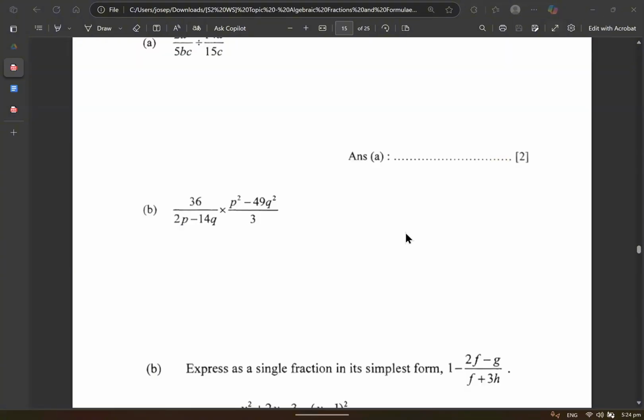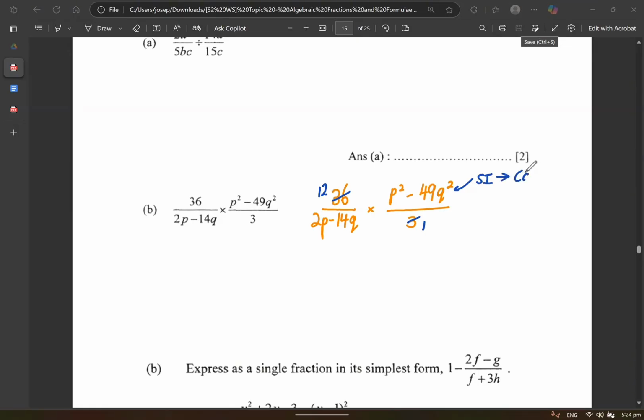Now, in the next question, it says 36 over 2p minus 14q times p squared minus 49q squared over 3. Now, the first thing you want to do is, of course, ask yourself what can be cancelled and what can be factorized. Yeah, this one can be cancelled. You get what I'm trying to say? So I delve right into it. So you can see this 12. Does it make sense to you? Yeah, right? Special identities. Yeah, this is SI, right? If this is special identities, well, what is it?